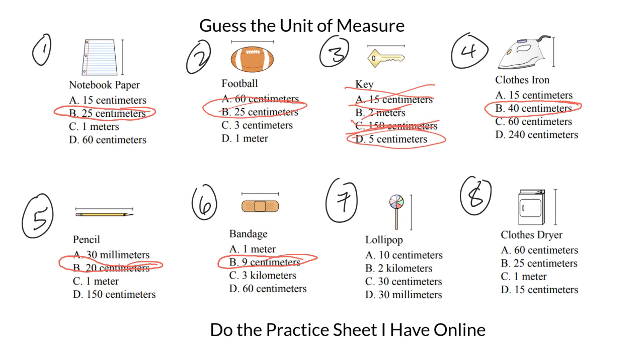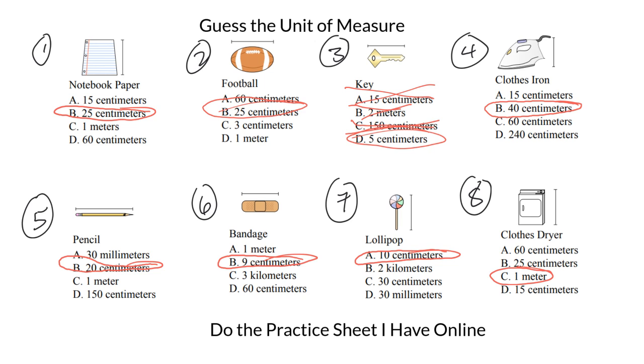As for a lollipop, we have a 10 centimeter lollipop. Sometimes you can have 30-centimeter lollipops, but those are the ones you get at the big fair, where you have a lollipop about as big as your head. Okay. Now, how about the dryer? The dryer is about 1 meter tall at least.